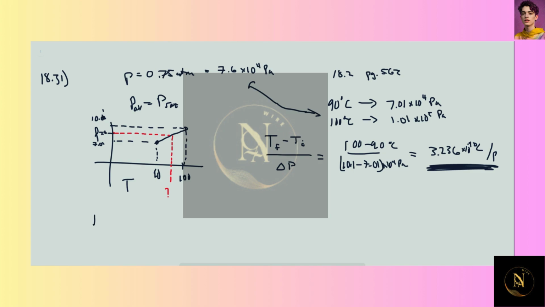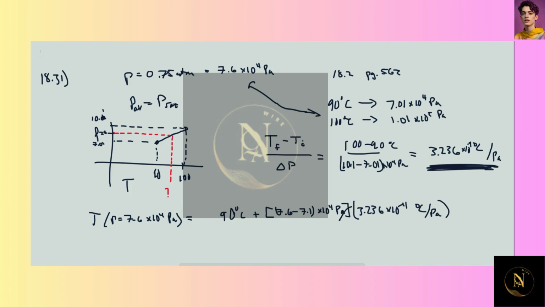If we want to find the temperature at P equaling 7.6 times 10 to the 4 pascals, we can start with the first place, so 90 degrees. And now we add on the difference in P's, so 7.6 minus 7.01, all times 10 to the 4 pascals, and then times our slope value, 3.236 times 10 to the negative 4 degrees Celsius over pascals.